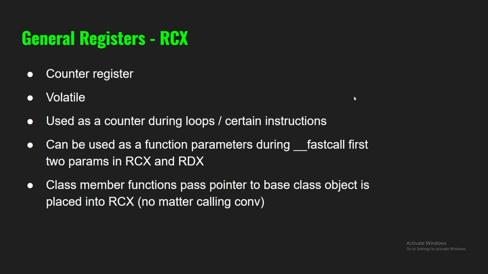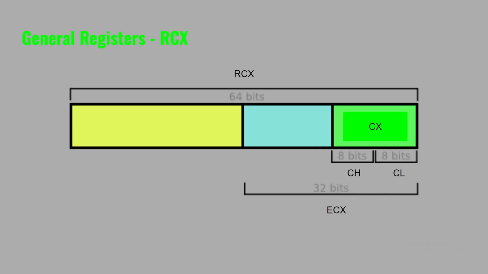In class member functions, the pointer to the base class object is placed into RCX no matter the calling convention. So when an object is calling a function, things like that, the base class pointer will always be stored into RCX, across different calling conventions, irrespective of them. RCX register again, same again, can access the lower 8 bits, the 16-bit there, nothing too different.